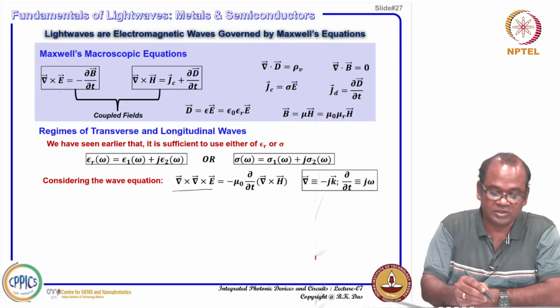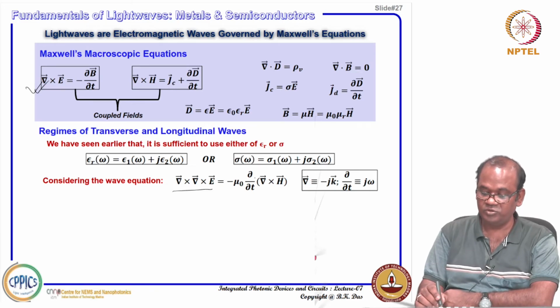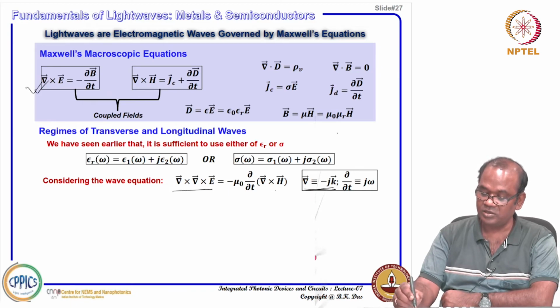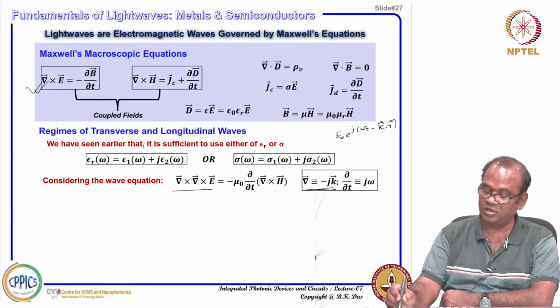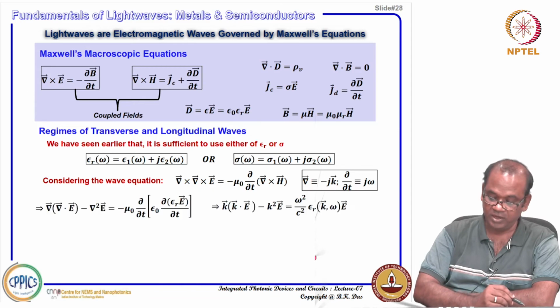You take the wave equation, curl of both sides, then you can write mu 0 del t curl of h. Now, in the plane wave case, the nabla operator, the del operator, is nothing but minus j k. So, you are just considering E 0 e to the power j omega t minus k dot r. If you consider the plane wave, then nabla will be equal to minus j k and del t equal to j omega in this particular case. If you just consider that, then what do you get?